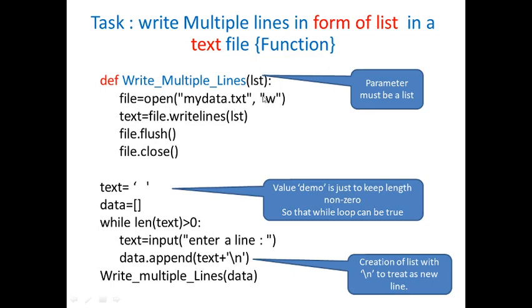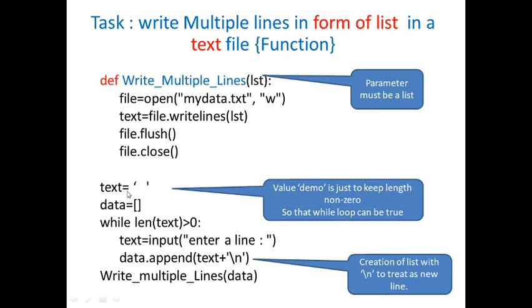Opening the text file in write mode, writing that list into the file with the writelines function, and then flushing and closing. Now see how it can be called.